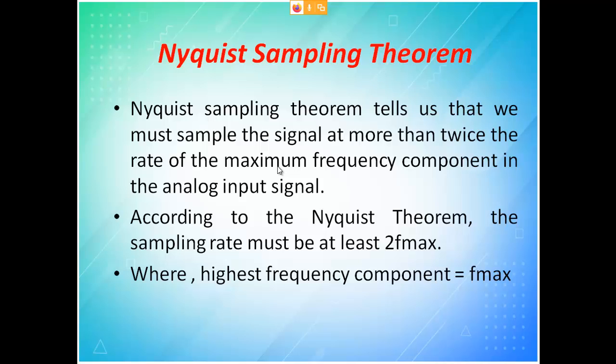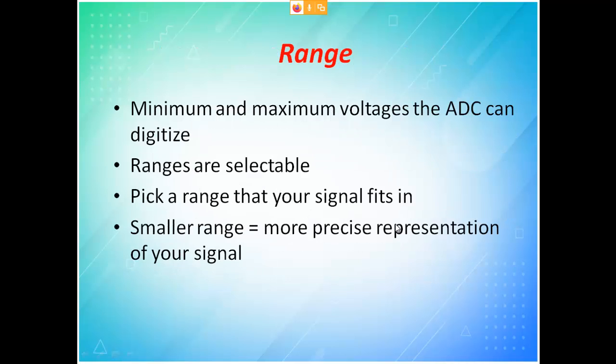Nyquist sampling theory is a theory which is used for sampling your sine. It tells us that we must sample the signal at more than twice the rate of the maximum frequency. So if your signal is 25 kilohertz, you have to go for 50 kilohertz sampling. That is what Nyquist says. According to Nyquist theory, the sampling rate must be at least 2 f max, where the highest frequency component is f max, so you have to go for 2 f max. That is what Nyquist says.